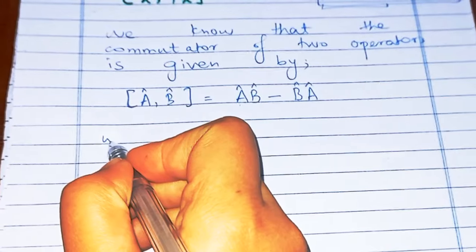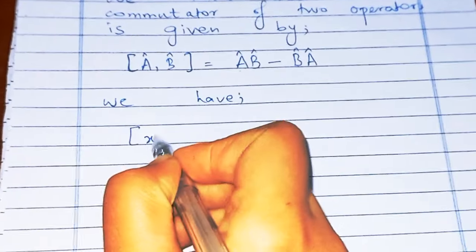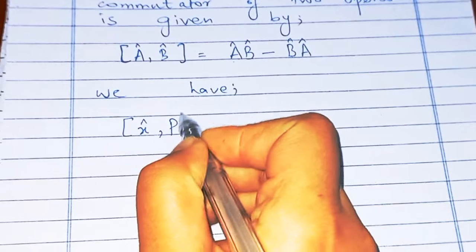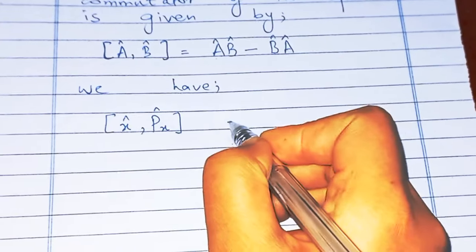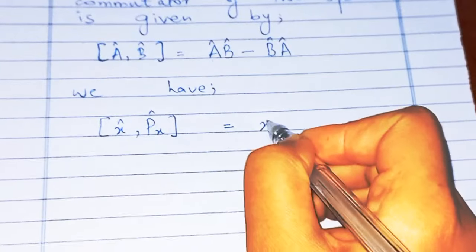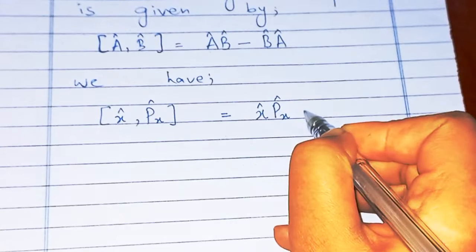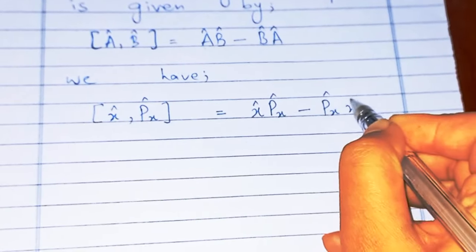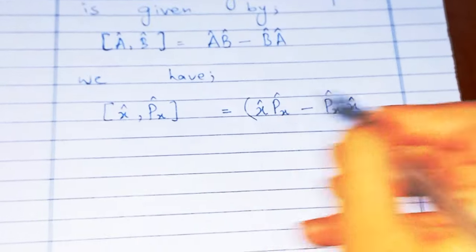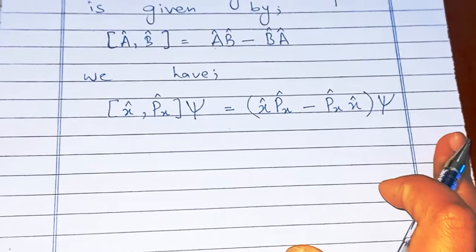And let's quickly get started with this. We have x operator first and then momentum operator, and we will write it to be equal to the first operator, which is x, second operator, which is px, minus the second operator, which is px, times the first operator, which is x. Now you are supposed to apply the psi function on both sides.